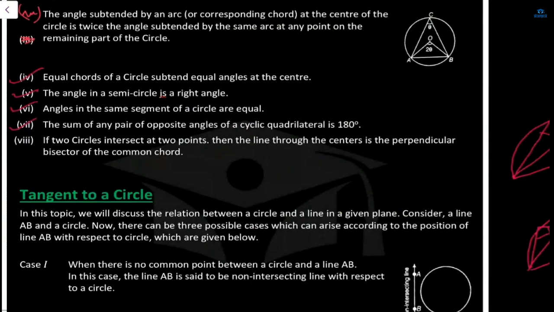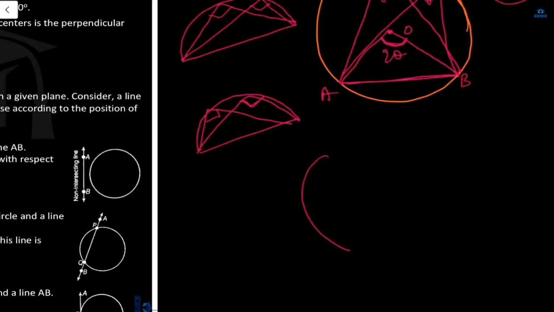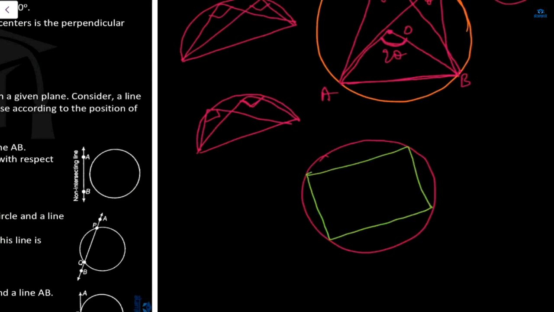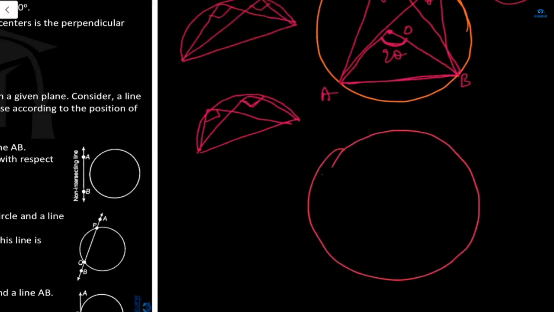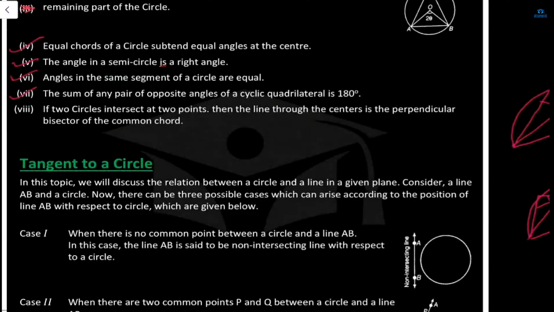Okay, the sum of any pair of opposite angles of a cyclic quadrilateral. If you are drawing a circle, a cyclic quadrilateral is a quadrilateral inside the circle whose four points are all touching the circle. All the corners will be touching the circle, then this quadrilateral is called a cyclic quadrilateral. Understood? So the sum of any pair of opposite angles of a cyclic quadrilateral is 180 degrees.